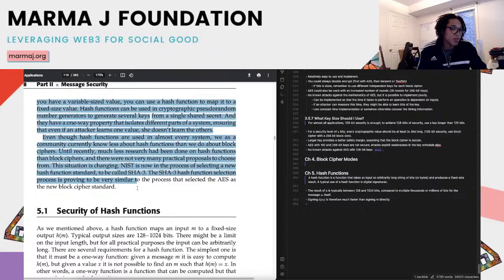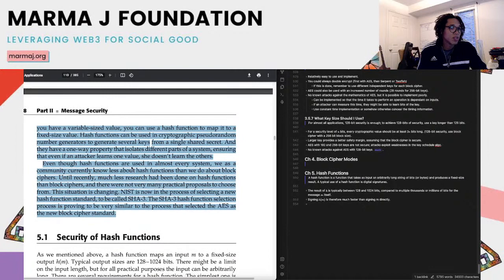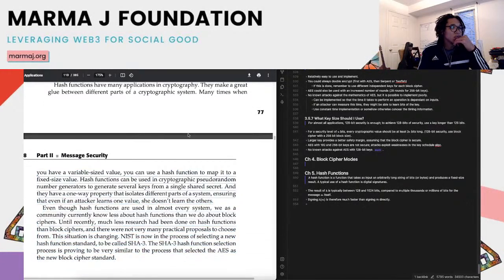Let's keep this relatively short for now. You have a variable-size value, and you can use a hash function to map it to a fixed-size value. Hash functions can be used in cryptographic pseudo-random number generators to generate several keys from a single shared secret. They have a one-way property that isolates different parts of a system, ensuring that even if an attacker learns one value, she doesn't learn the others.